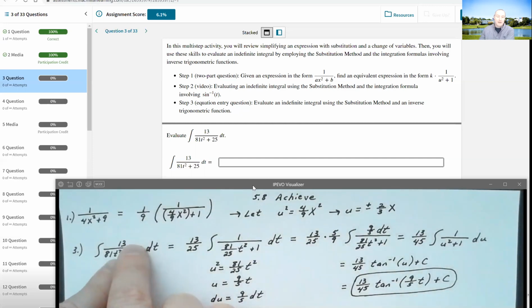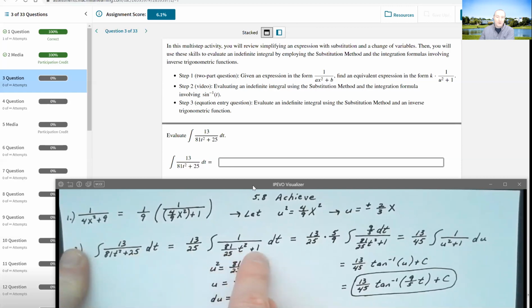In order to see my answer, what I do first and foremost is I factor the 13 out of the numerator and the 25 out of the denominator. I need to get that constant to be a 1. So once I factor out 13 over 25, my denominator is 81 over 25t squared plus 1. I need to let u squared in that place right there, then this will be the inverse tangent of u. So I need to let u squared equal 81 over 25t squared. Take the square root, u is going to be 9/5 t.